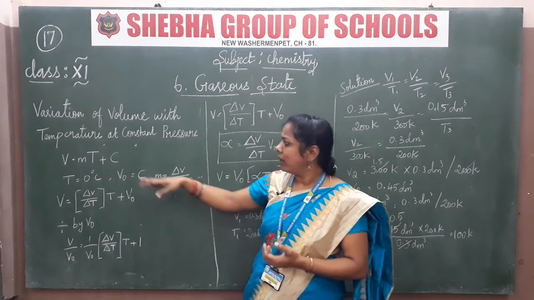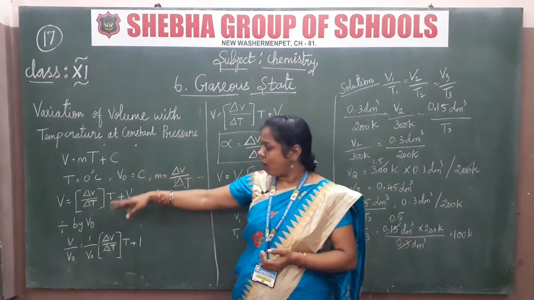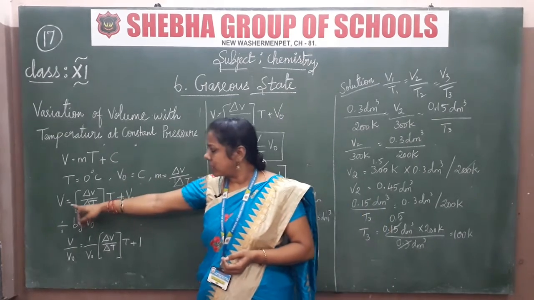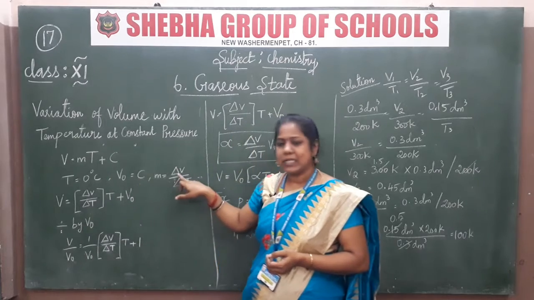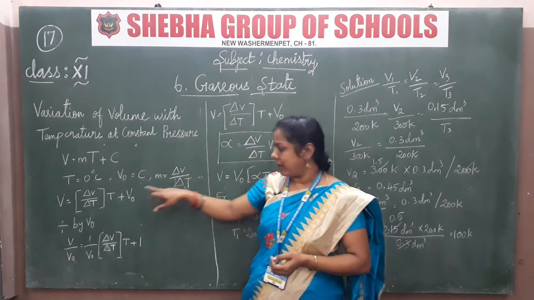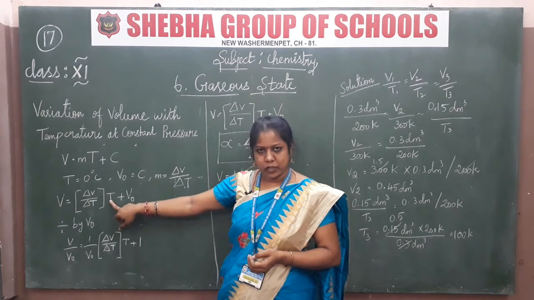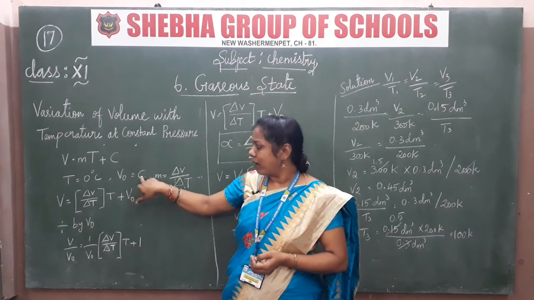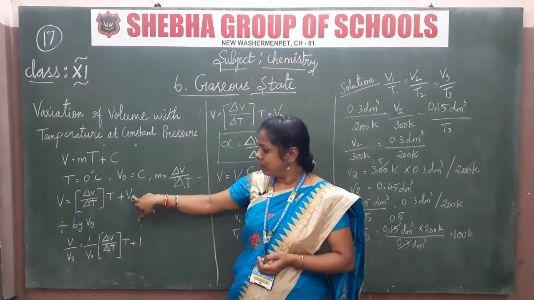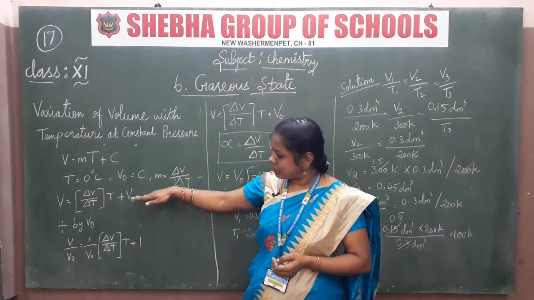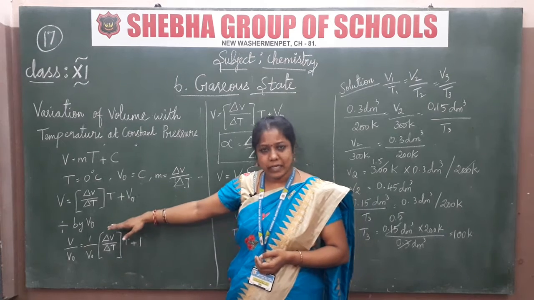Okay, I am going to substitute the values into this formula. V is equal to m, and m means delta V by delta T, times T, the temperature, plus c. The c value is V naught. So can you understand this step? Okay, and let's move to the next step.